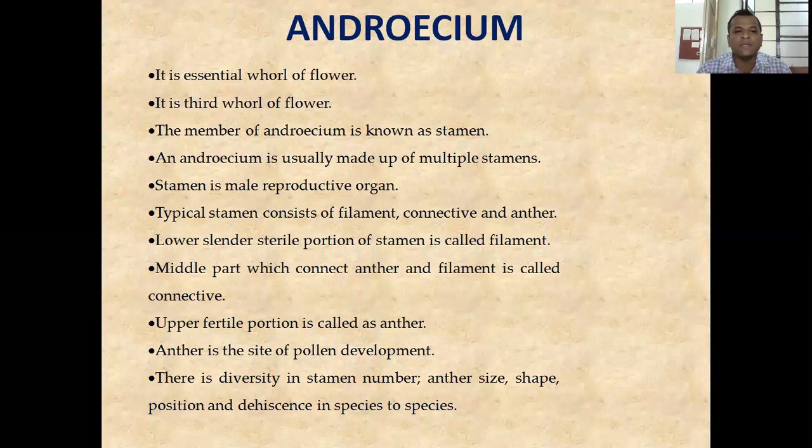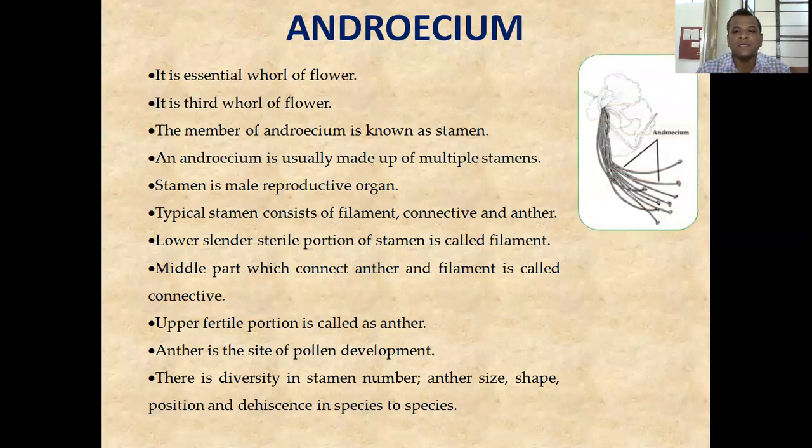Students, androecium is the essential whorl of flower. It is the third whorl of flower. The member of androecium is known as stamen. Here in this illustration, you can see all these members unite to form androecium and each member is known as stamen. So, androecium is usually made up of multiple stamens. In some plants, the stamens are sterile in nature. These stamens are treated as staminodes. The stamens are the male reproductive organ.